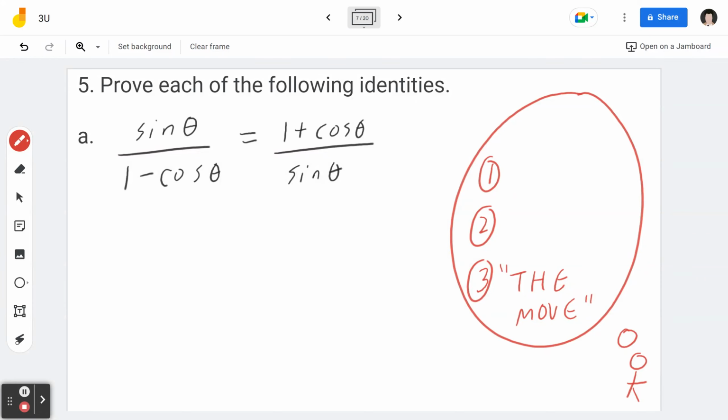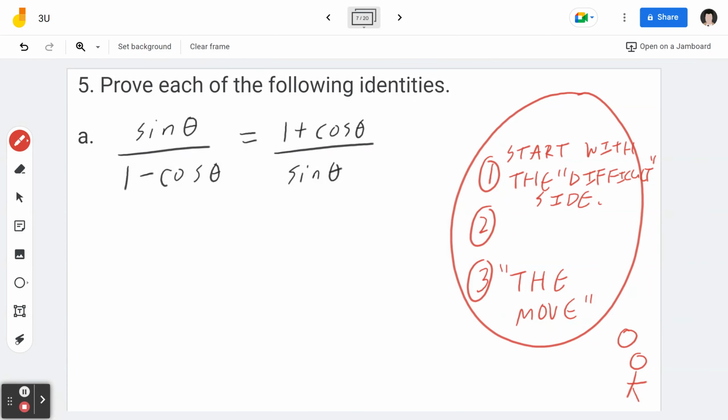Now back to step 1 first. Step 1, of course, is you start with the difficult side. Now by difficult, I'm putting this in quotation marks. I just mean the side that looks more complicated. Sometimes it doesn't even matter. So ideally, every proof, you can start with the left or you can start with the right. You can still solve it. But in this example, 5a, you will see that it doesn't really matter. You can start with the left. You can start with the right. It's 50-50. But in general, start with the difficult side.